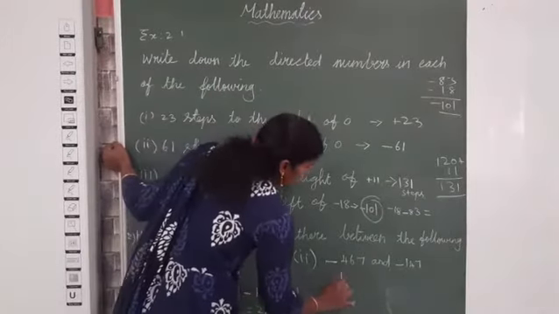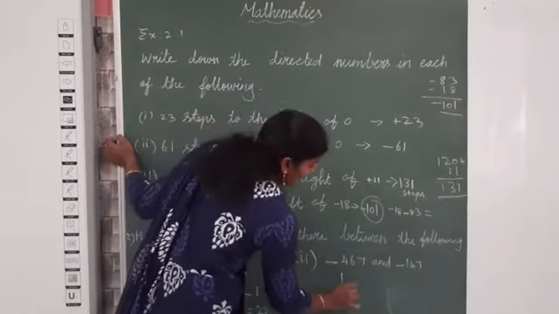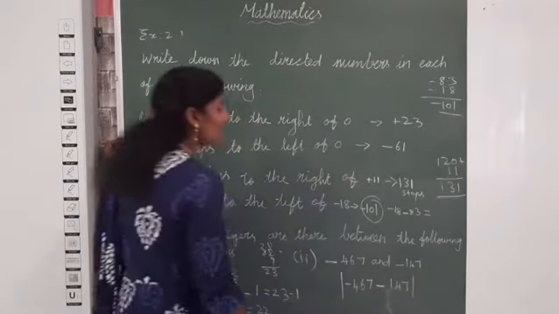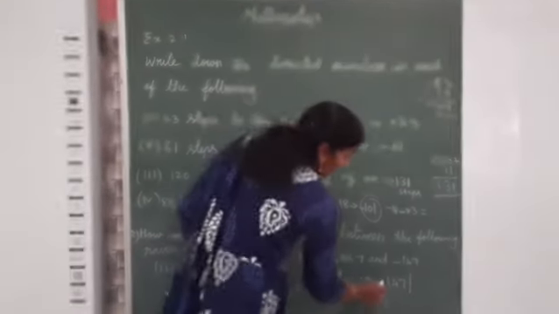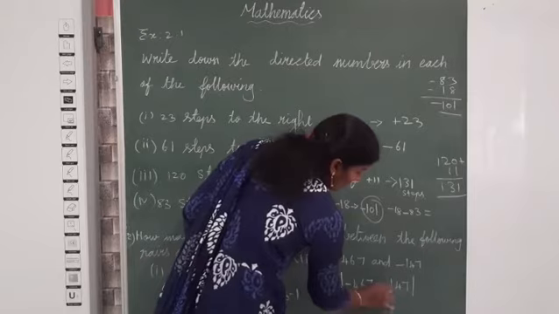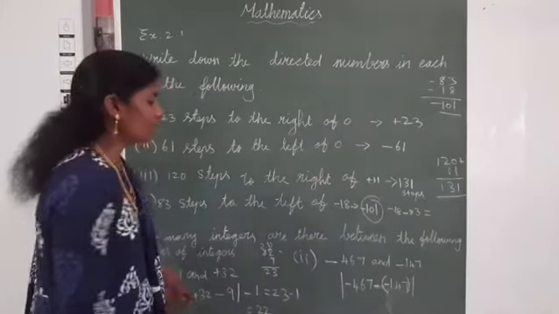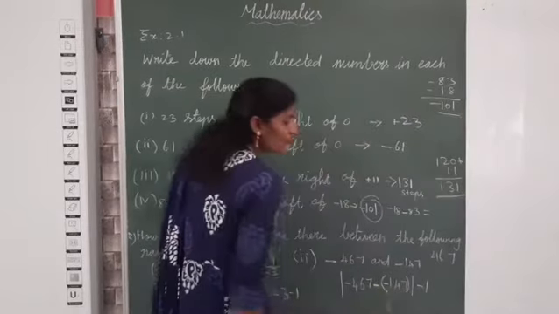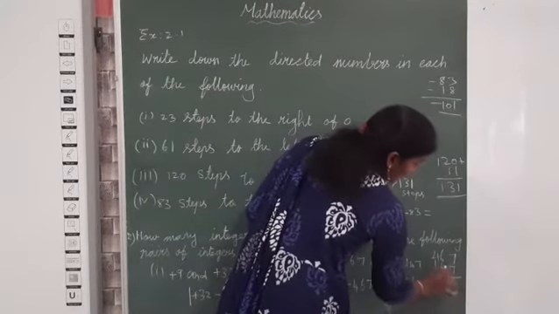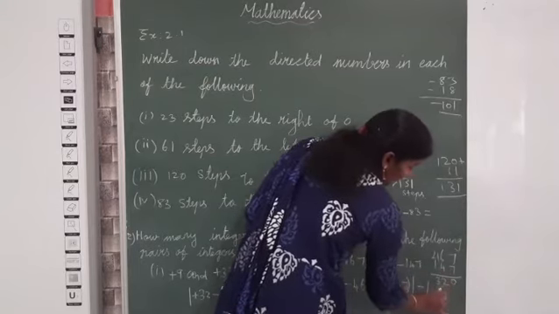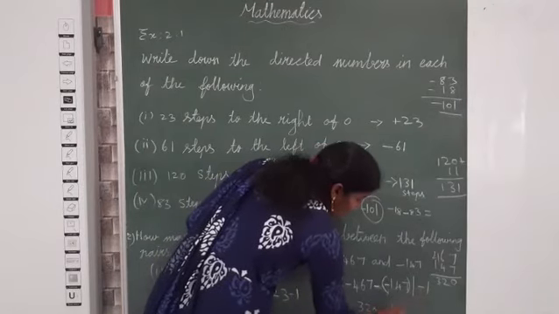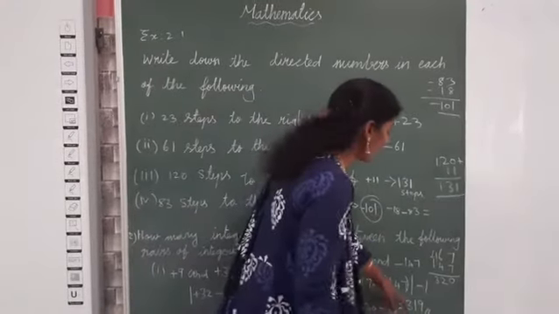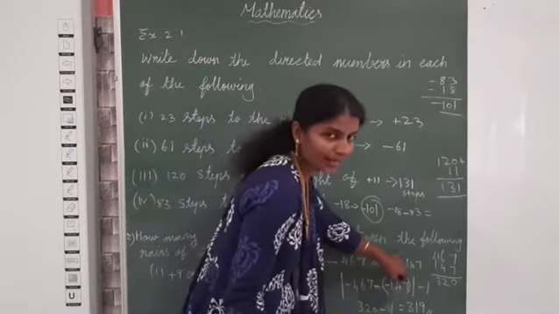Okay. Then, next one, minus 467 and minus 147. Which is the big number? Big number minus small number: minus 467 minus minus 147. Minus of minus, we can subtract it, then minus 1. Minus into minus is plus, so 467 minus 147 is 320. 320 minus 1 equals 319 integers. How many integers lie between minus 467 and minus 147? 319 integers.